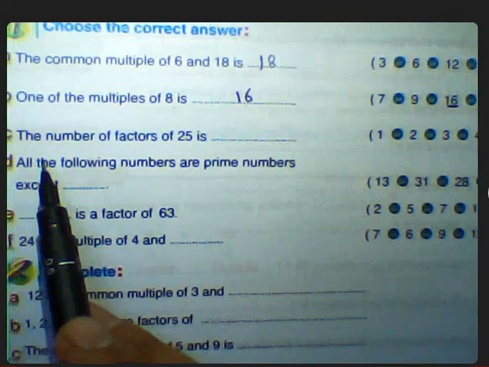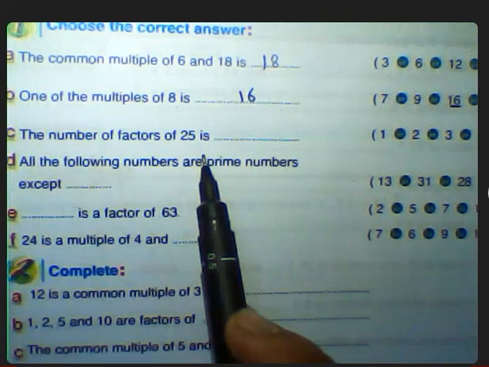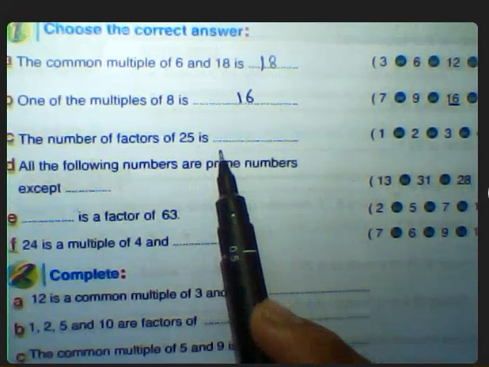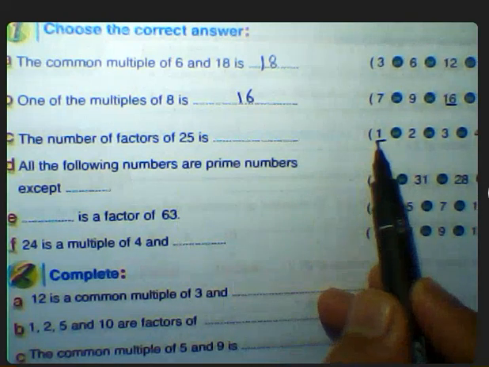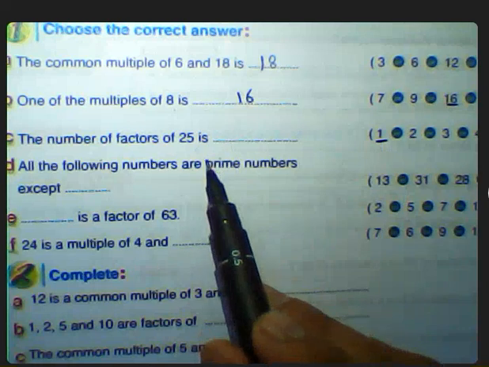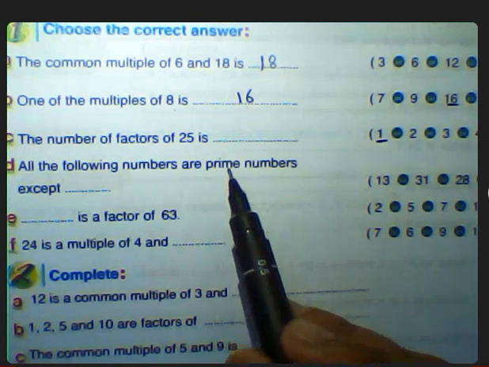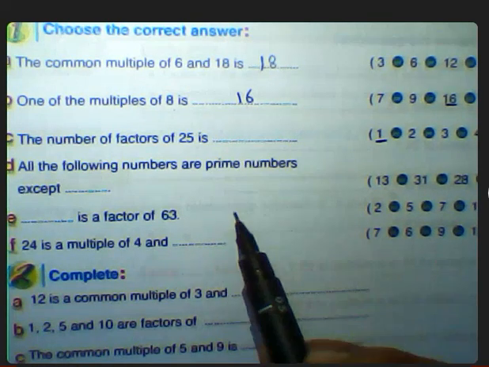Letter C. The number of factors of 25 is space. 25 can be divided by itself and 1. So we must choose 1. 1 is a factor of 25. 25 equals 5 times 5, equals 25 times 1.